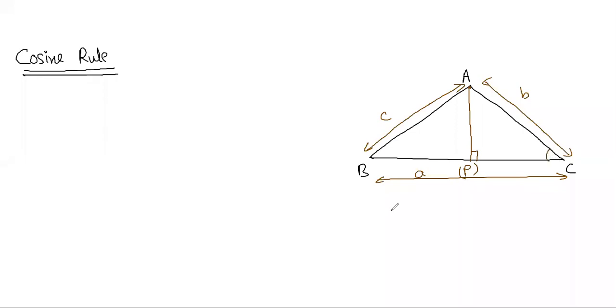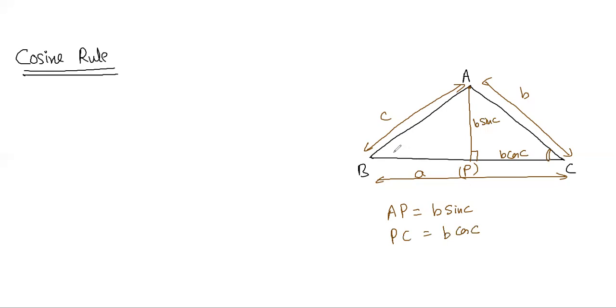So AP can be written as b sine of C. This is b sine C. Is this clear or not? Is this clear why AP is b sine C? In this triangle APC, AP divided by AC is sine C. So AP will be b sine C. Can you write PC in terms of this angle C and b? PC will be how much? b cos of C. So this PC is b cos of C.